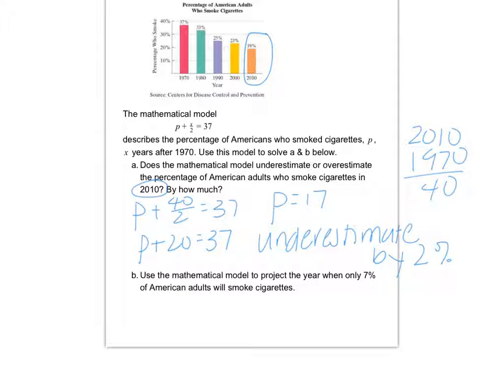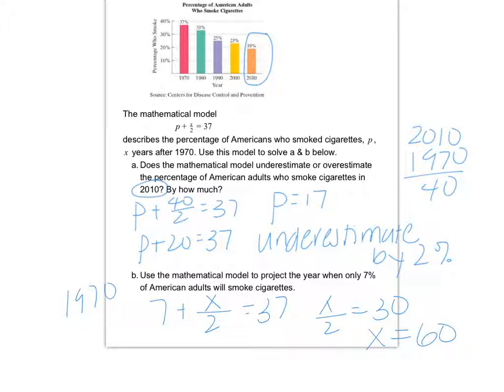And then B says, use the model to project the year when only 7% of Americans will smoke. So this time we have P equals 7, which is the percent. 7 plus x over 2 equals 37. We're going to subtract 7 on both sides, and then multiply by 2 gives me 60. So this is 60 years after 1970. And so that's the year 2030.